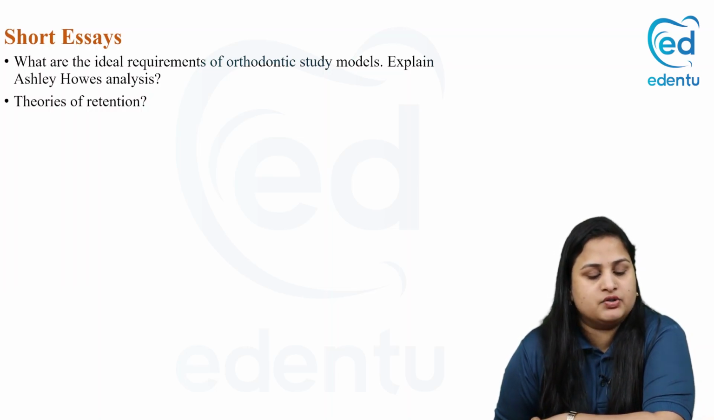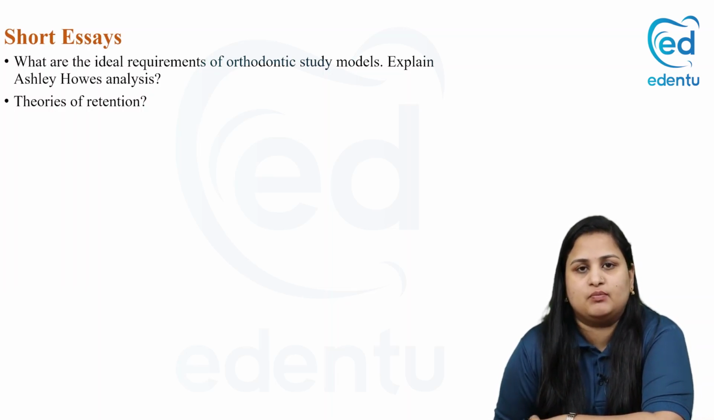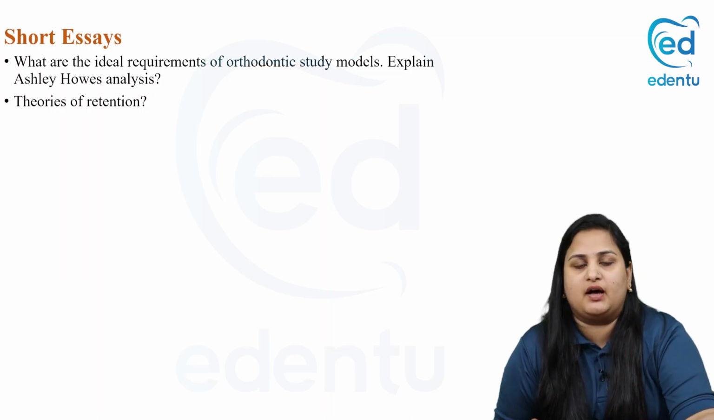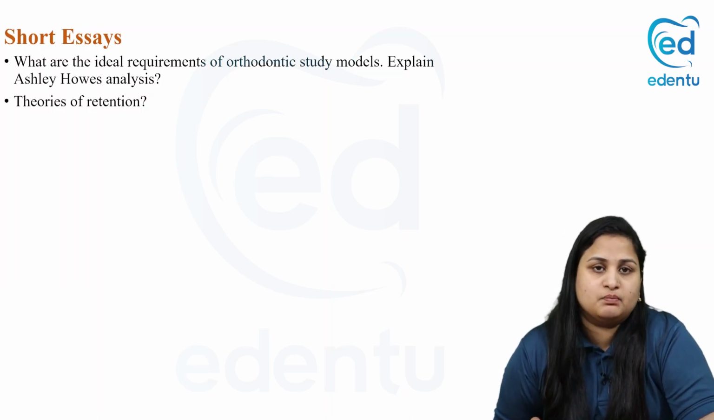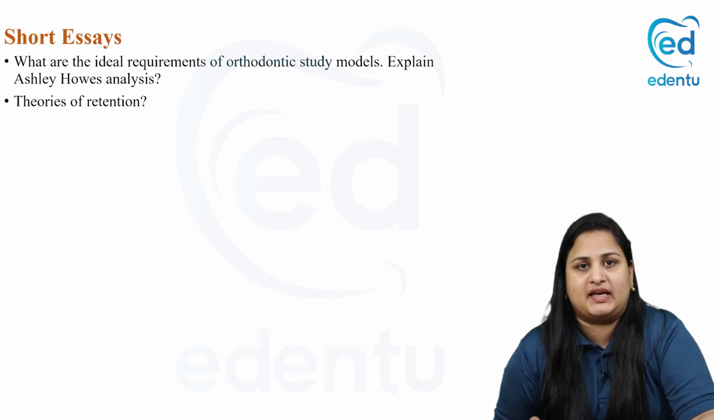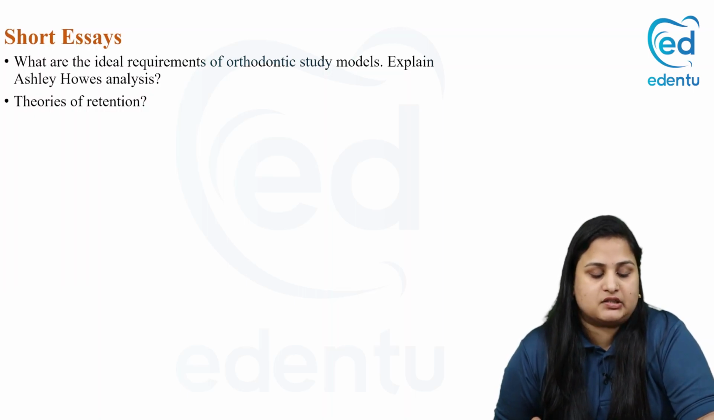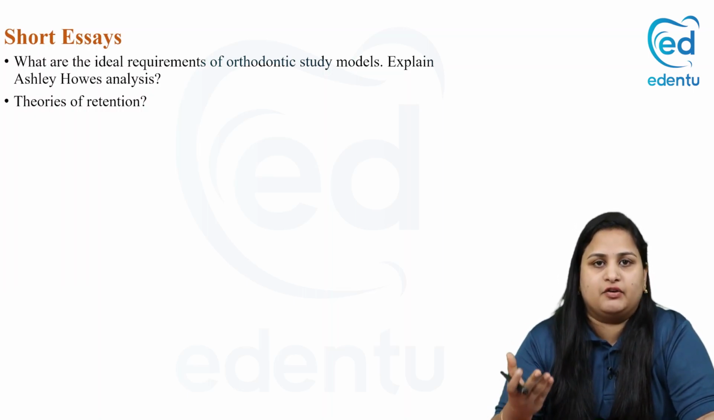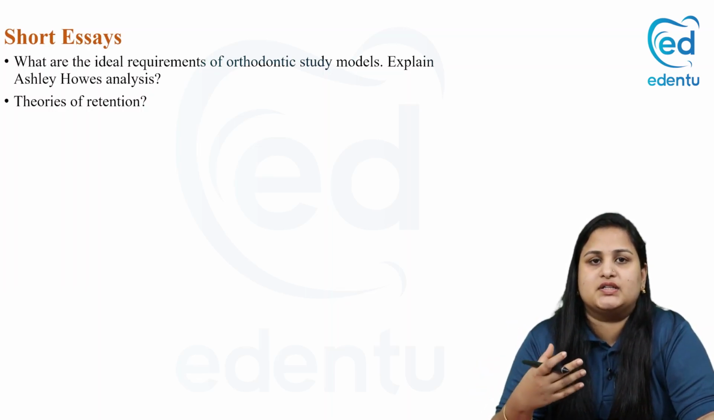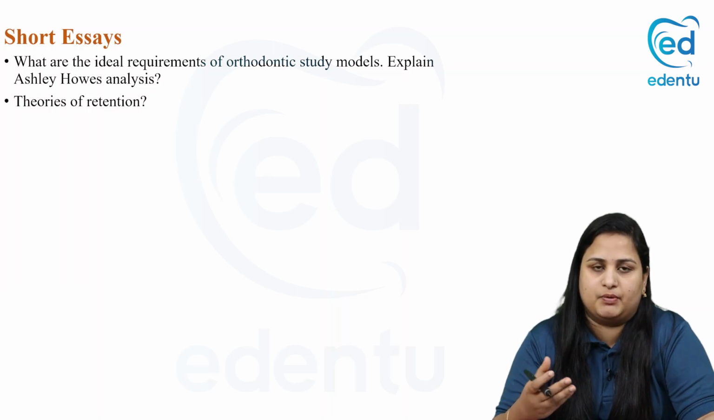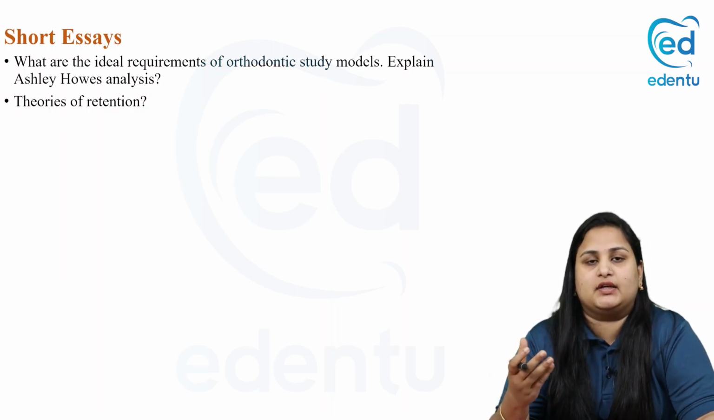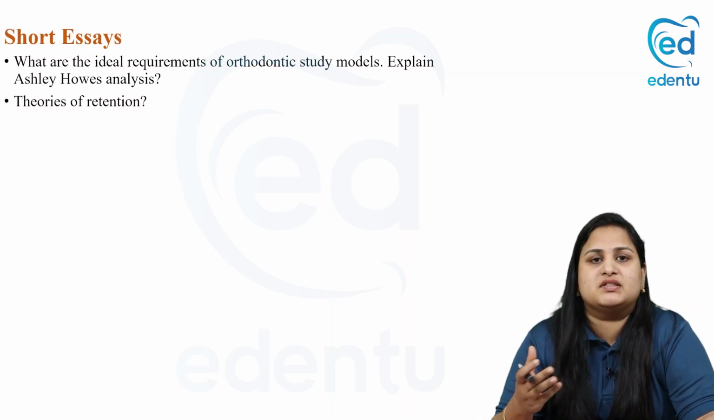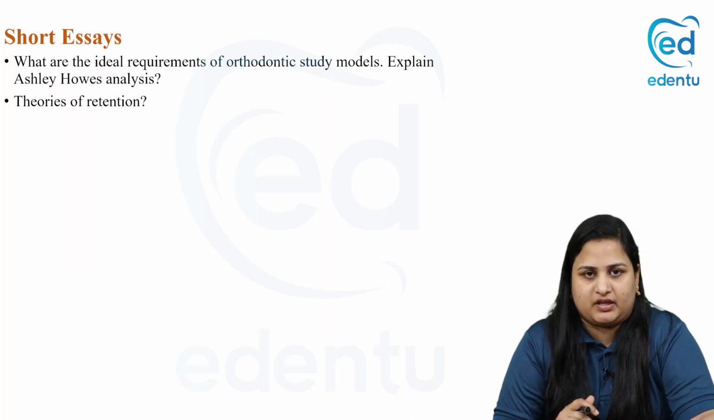Explain Ashley Ho's analysis. So here the ideal requirements of orthodontic study models can carry approximately 2.5 marks, or it can be just simply 2 marks, and the 3 marks can be distributed for Ashley Ho's analysis, which includes defining the analysis, the measurements required with it, what is the premolar basal arch length, the basal arch width, and how the discrepancies between the two are determinant for extraction.